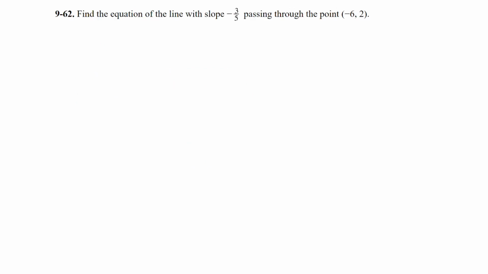Question 62. Find the equation of the line with slope negative 3/5 passing through the point negative 6, 2. So this is a linear equation. Our slope is negative 3/5, and since it gives us a point, it gives us an x and a y to use to find the missing part, which is the y-intercept, or b. So y is 2, slope of negative 3/5 times negative 6, and then plus b.